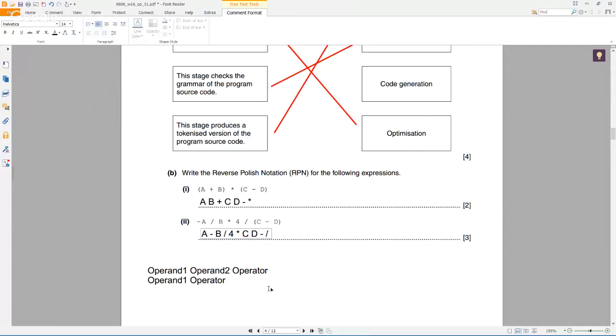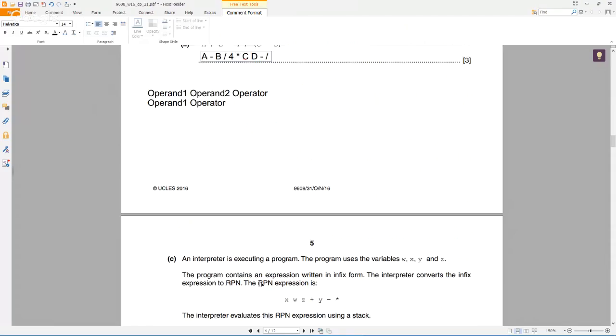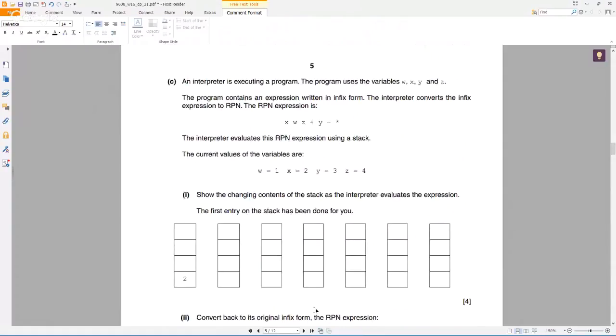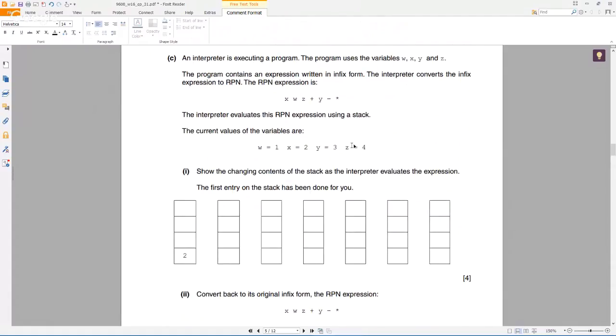Okay, so the next question is actually about evaluating an expression that is written using the RPN notation, and you are being given the value of some variables, and you need to actually produce the status of the stack during the evaluation. So when an interpreter evaluates an expression that is written in the RPN form, it's using a stack in order to keep the status of everything that is being found during the scan. But the nice thing is that with a single scan, you can actually evaluate an expression using the RPN.